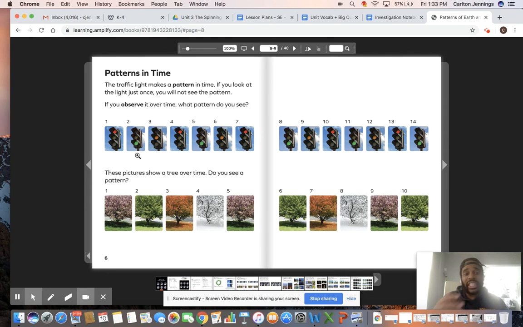Yellow. We know it's going to be yellow because it goes red, green, yellow, red, green, yellow, red, green, yellow, red, green, yellow, red, green, and yellow must be next. The reason we knew that is because we followed the pattern.